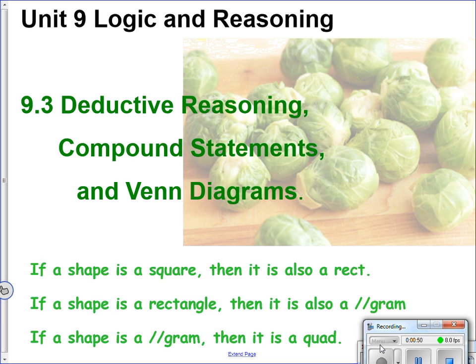So the question is, what conclusion can I make if I know that something is a square? At some point at the end of this lesson, you would say that the shape is also a quadrilateral. The first thing happened, then the last thing happened. There's a pattern going on in this series of conditional statements that you'll be able to notice, and make sure you know how to process. All right, let's get started.